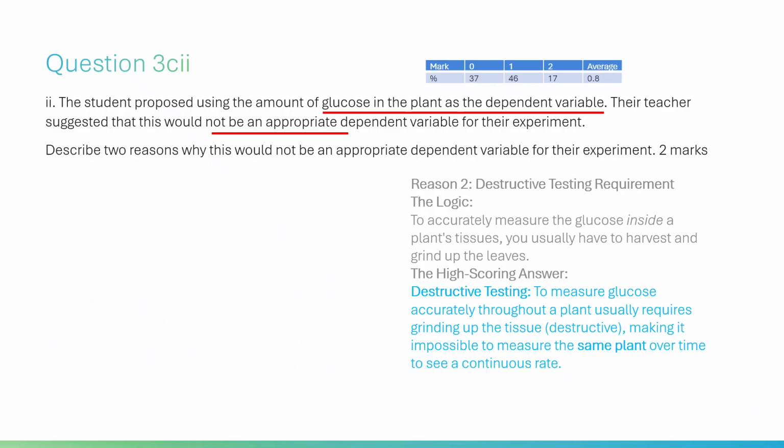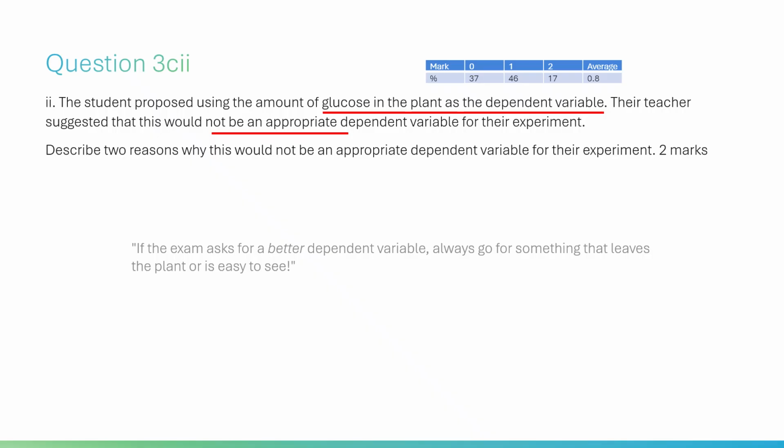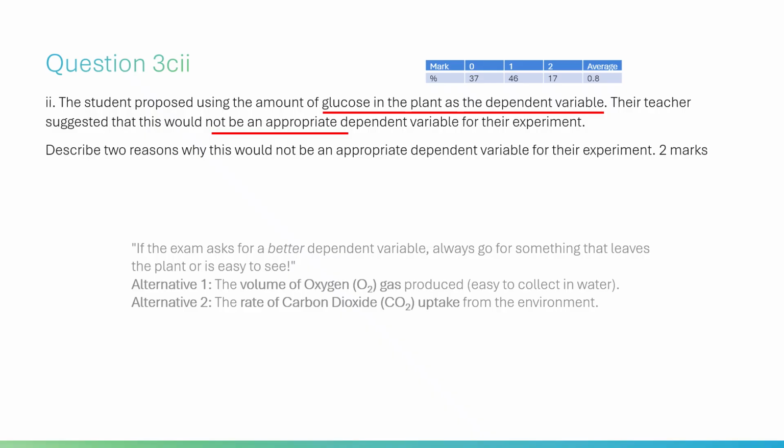If the exam asks for a better dependent variable, always go for something that leaves the plant or is easy to see. Alternative 1: the volume of oxygen, O2, gas produced, easy to collect in water. Alternative 2: the rate of carbon dioxide, CO2, uptake from the environment.